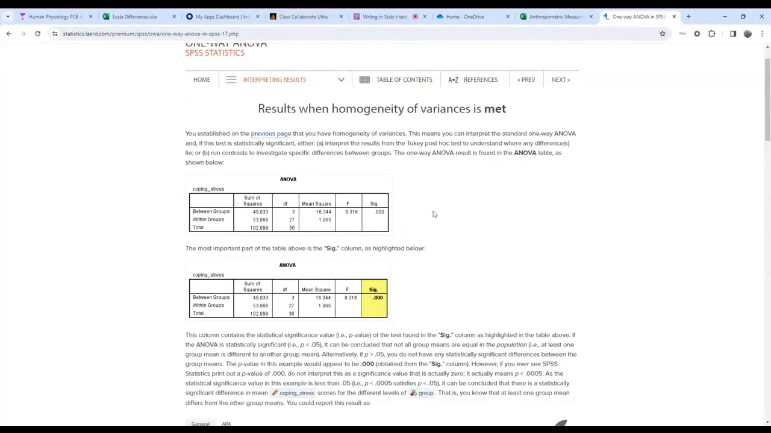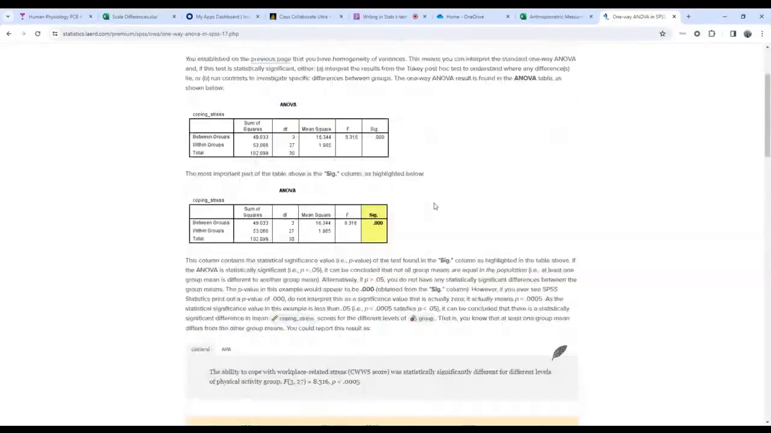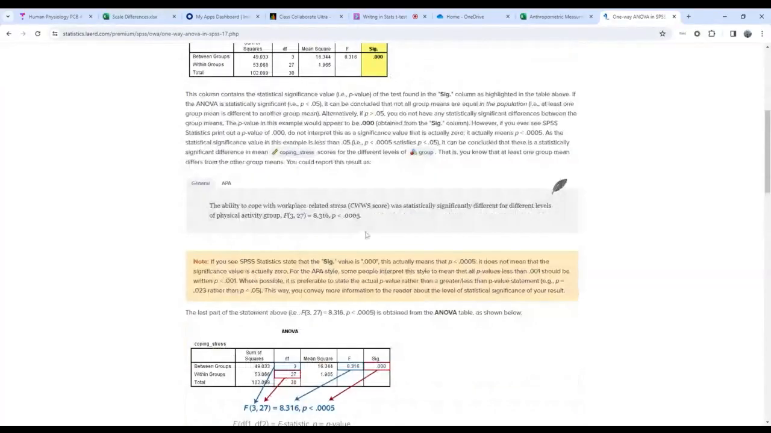But again, it doesn't tell us what. So this is where we have to do more, and this is how you'd write that up. Ability to cope with workplace-related stress was statistically significantly different, so mouthful, for different levels of physical activity. F score, so these are your degrees of freedom.